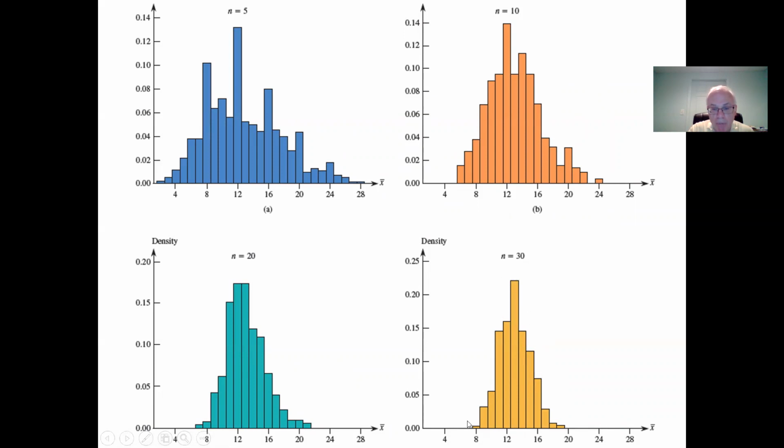You can see it right here. This is pretty normal looking. We also, of course, see that as the sample size increases, the standard error becomes less and less. The width of the histogram here becomes narrow.